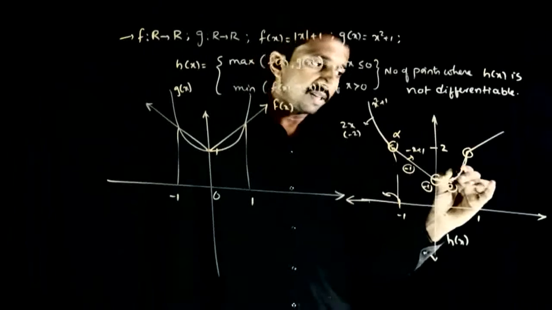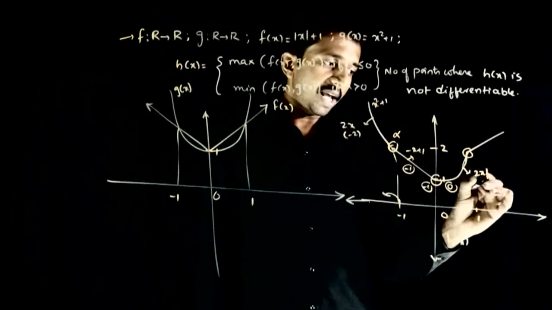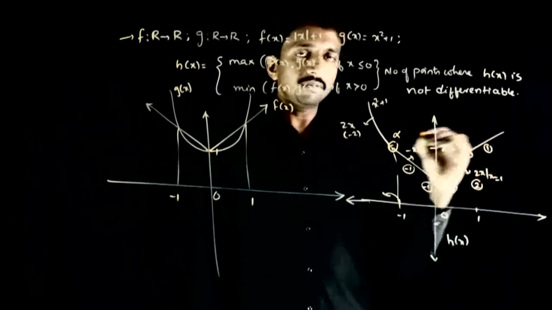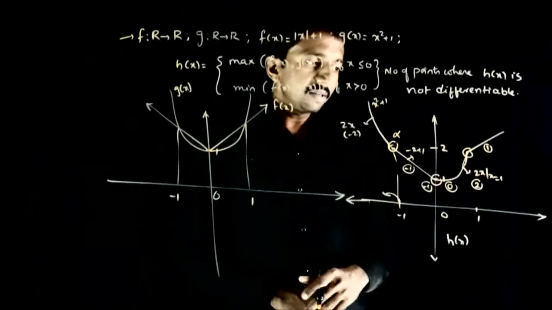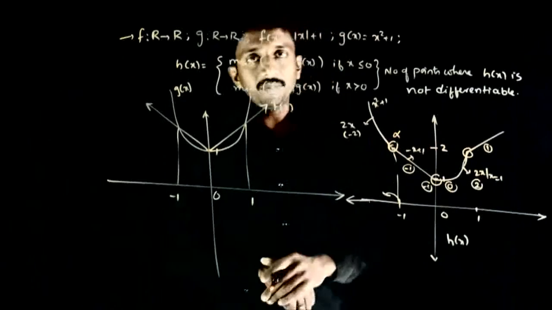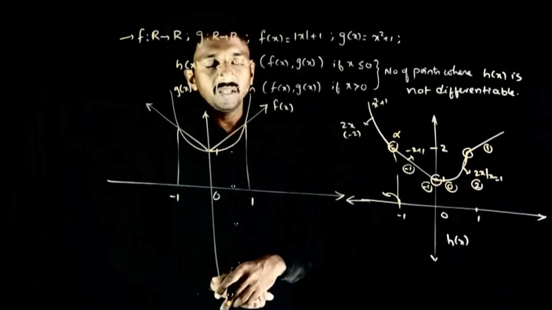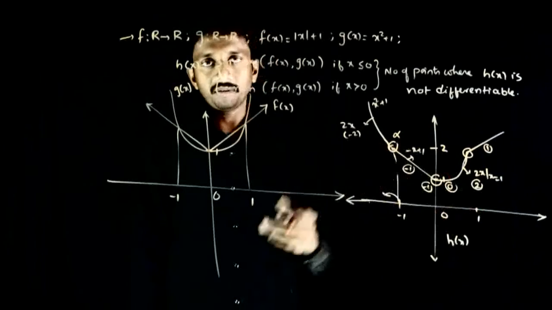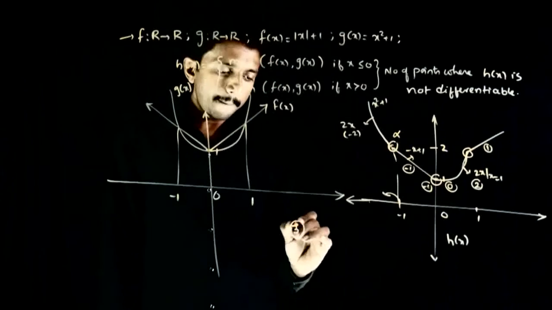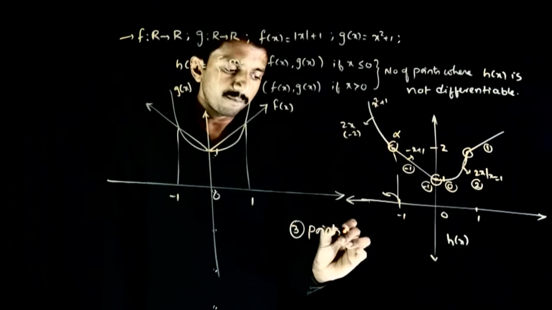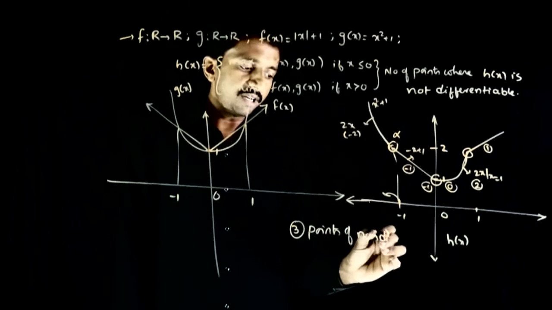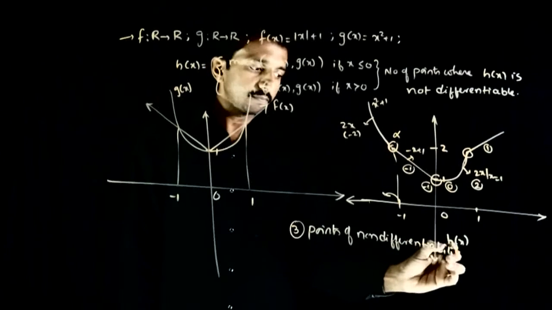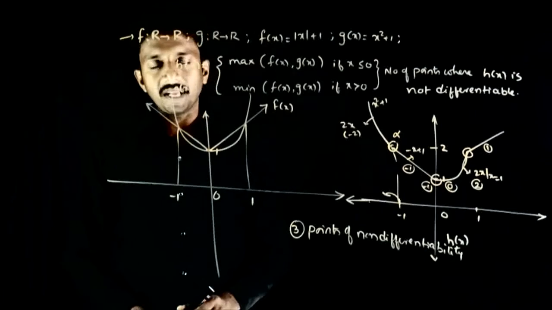x equal to 1 पे द लेफ्ट डिफरेंशिएशन आपको 2x में x is equal to 1 पुट किया तो लेफ्ट डिफरेंशिएशन 2 आ रहे हैं, राइट डिफरेंशिएशन इज 1 बिकॉज इज अ स्ट्रेट लाइन हुज स्लोप इज 1. So x equal to 1 पे भी differentiable नहीं है. So how many points of non-differentiability are there? -1, 0 and 1. We have 3 points of non-differentiability. So hence 3 is the right answer for this question.